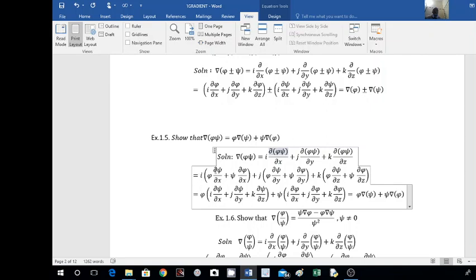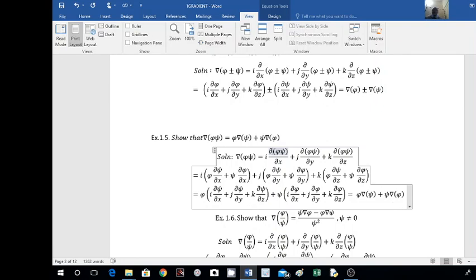What remains? i ∂ψ/∂x + j ∂ψ/∂y + k ∂ψ/∂z. Next, consider this term and this term. Here φ is a common factor, so I will take φ as a common factor. Then what remains? i ∂φ/∂x + j ∂φ/∂y + k ∂φ/∂z. That is, φ into ∇ψ plus ψ into ∇φ.